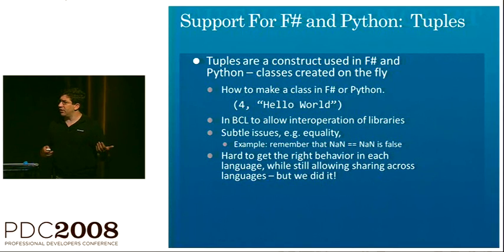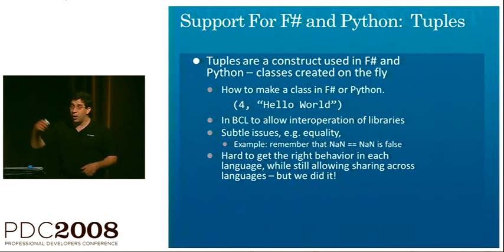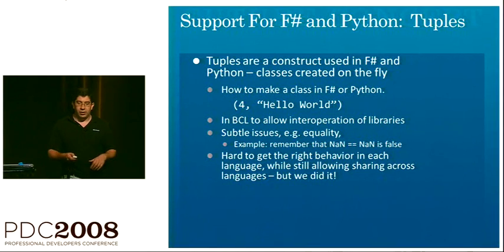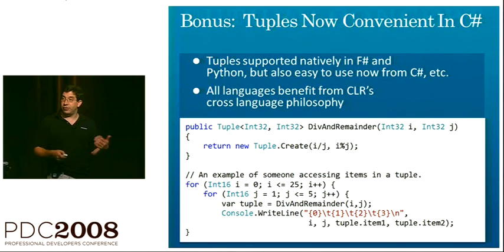And it's actually surprisingly subtle. There's things like not a number is not equal to not a number, so that could mean that if a tuple has a not a number in it, it might not be equal to itself. What behavior does IronPython want, and what does F# want, and can we make them overridable in the right places? And we did it. We came up with one implementation everyone's happy with. Now, an added bonus of this is that you can now use these tuples in your C# code.